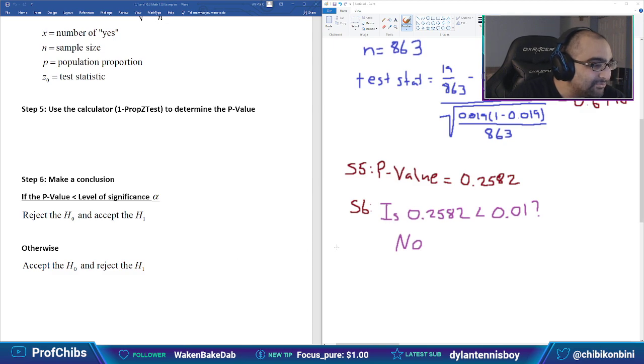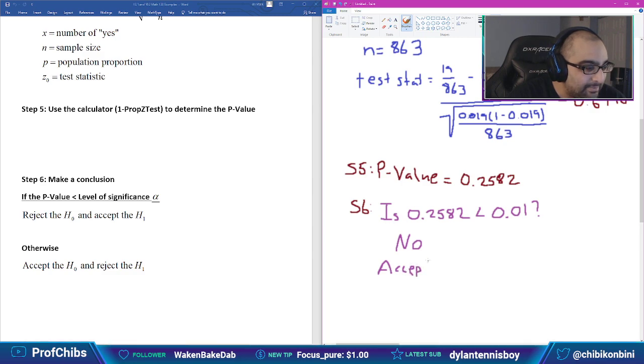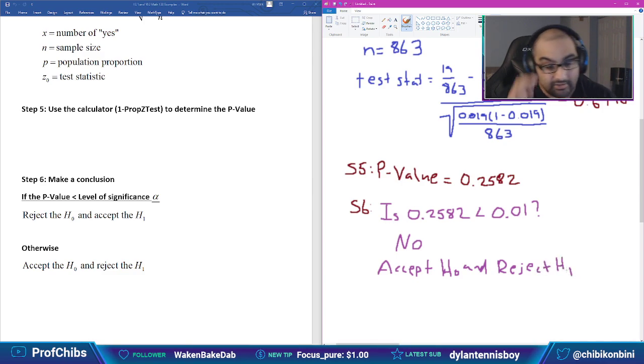Alright, let's put down the final answer. The final answer is indeed, we are going to accept the null hypothesis and reject the alternate. This is true. That is correct. Remember to write out that whole conclusion here. Again, the reason why I say to write out the whole conclusion is because the homework questions will also state the full conclusion.